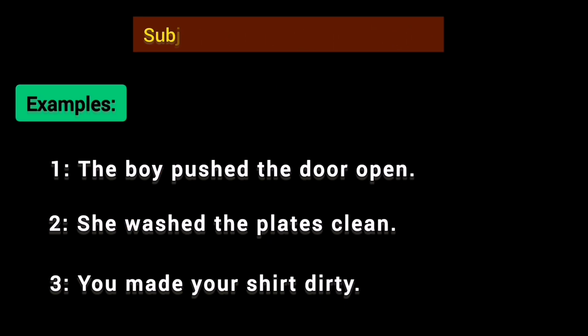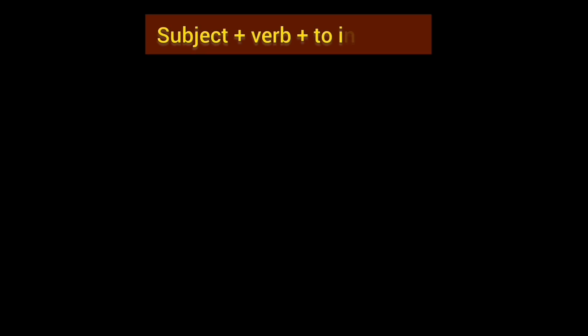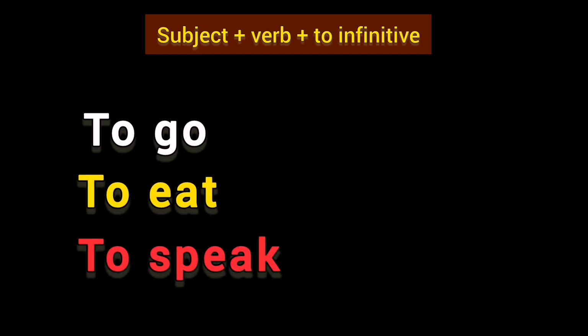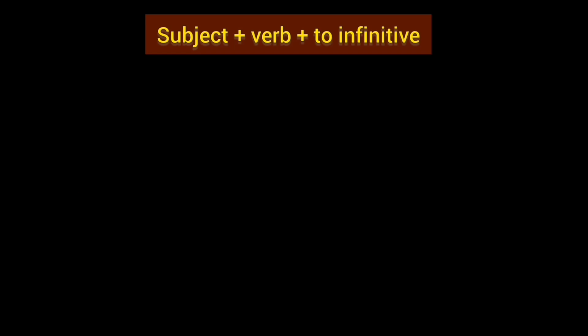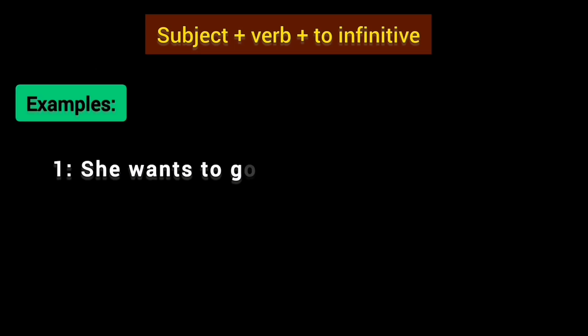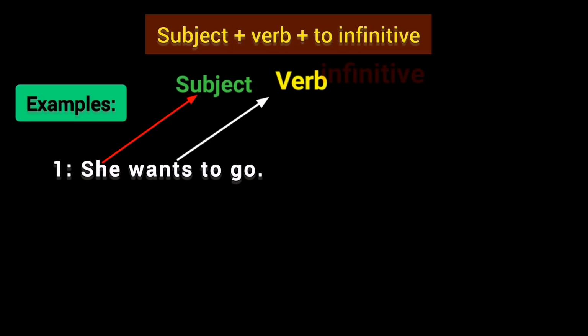Let's learn another structure. Subject plus verb plus to infinitive. This is another structure of a sentence where you have to use subject then verb and then to infinitive. As you know, to infinitive is a verb before it the preposition to is used, like to go, to eat, to speak, etc. I think you are not getting the point. Just look at these examples. She wants to go. Here the pronoun, she, is the subject and wants, is the verb, and to go, is the infinitive. So you can see this is another structure of English sentence.